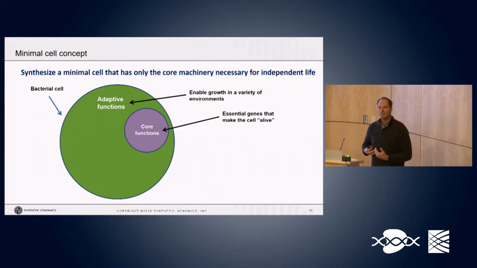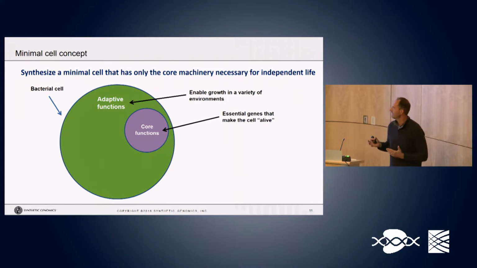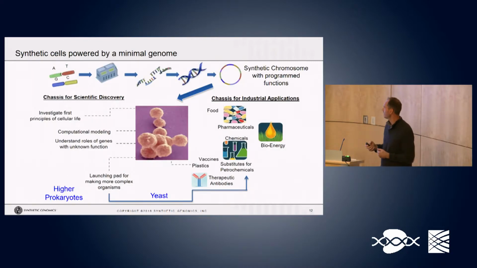One of the questions that we've always had, first at the Venter Institute and later on at Synthetic Genomics, was how we could build a minimal cell that has only the core machinery necessary for independent life. So we imagined building a cell that has only the core functions. These would be the essential genes that make the cell alive. And then we would have adaptive functions which would enable growth of the cell in a variety of environments.